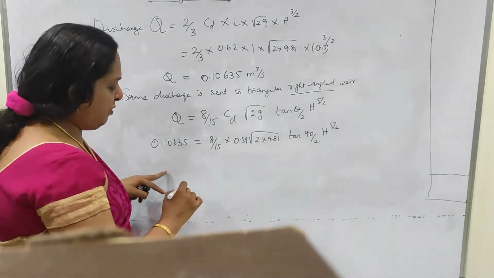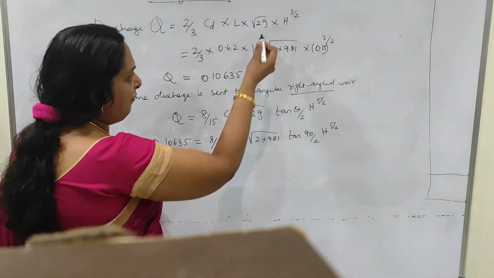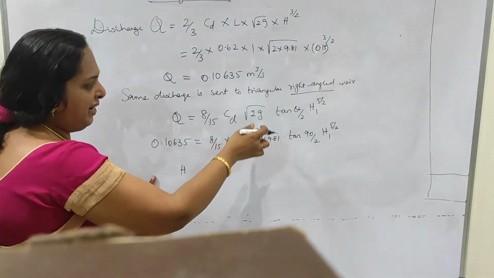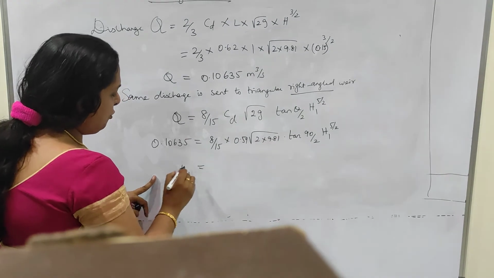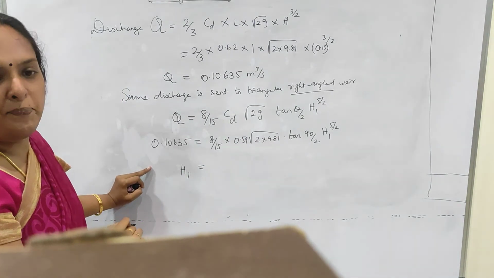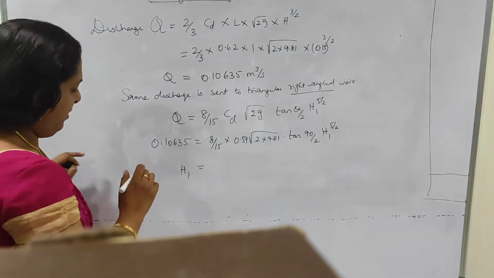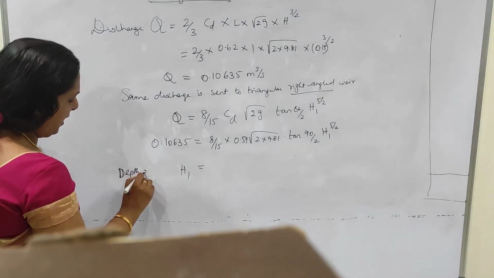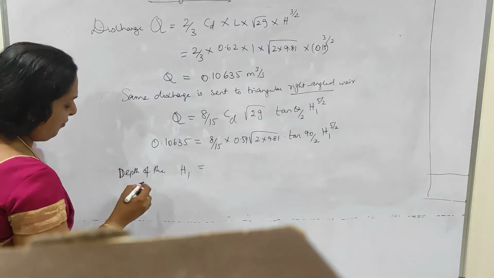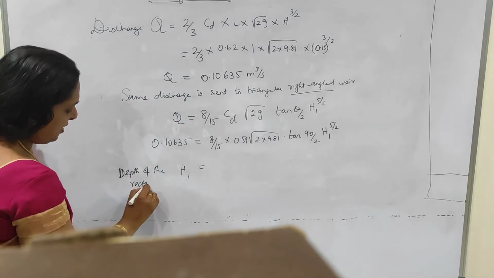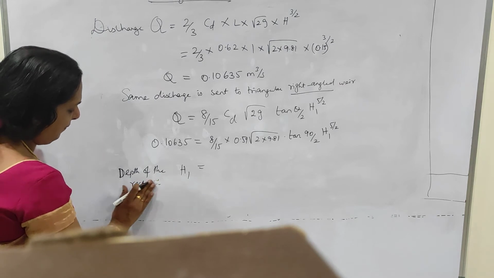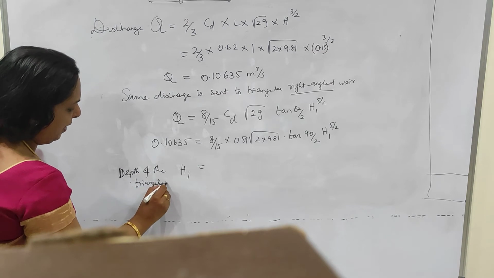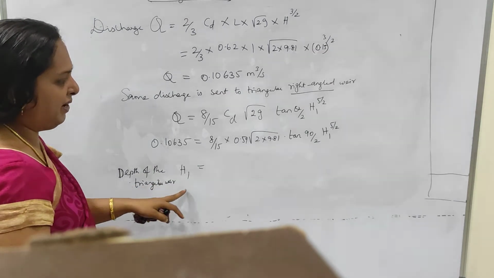So when I solve this, what I will get is h. To avoid confusion, I can call it h1. Since in the rectangle I have used h, here I use h1. So h1 is the height or the depth of your triangular weir, and h is the depth of your rectangular weir. When you substitute in this equation, you will be able to find out the depth of the triangular weir, h1.